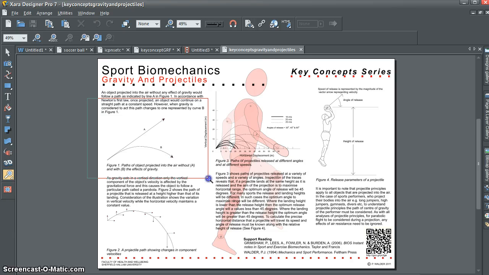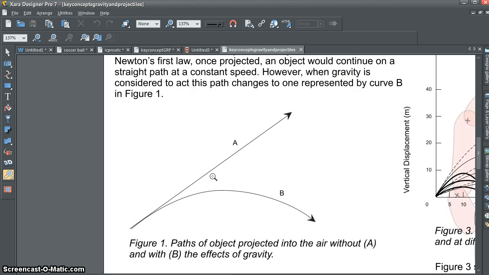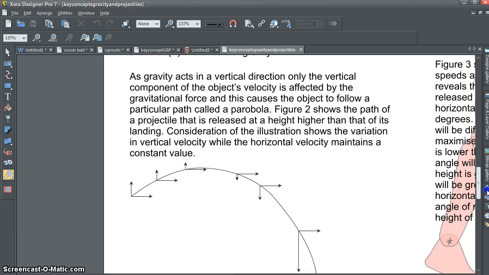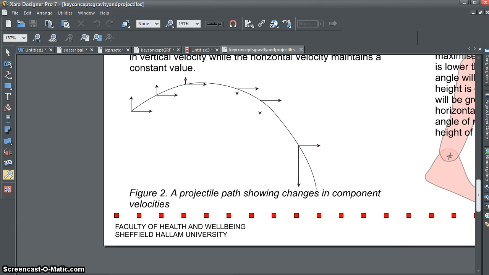If we consider this diagram, we can see that in figure A, in the absence of gravity, an object that is projected in the air would simply continue travelling in whichever direction the projection actually occurred. However, due to the effects of gravity, the characteristics of the flight path are changed to that of a parabola, the shape shown here.